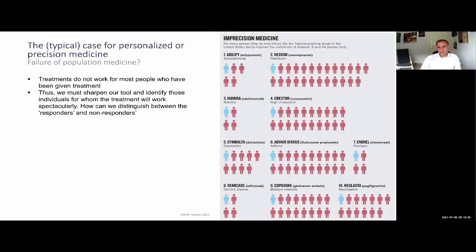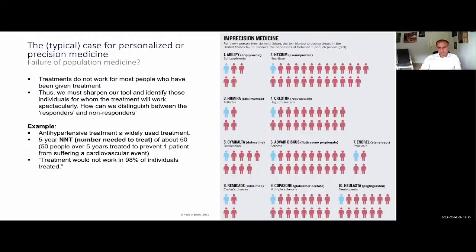So a typical case for precision medicine, as shown in the figure here to the right, shows how treatments given to individuals just work in a fraction of the people. The case that is being made is that treatments will not work for most people who have been given the treatment. Therefore, we must sharpen our tools and identify those individuals for whom the treatment will work spectacularly. And how can we distinguish between the responders and non-responders becomes fundamentally the challenge of precision medicine.